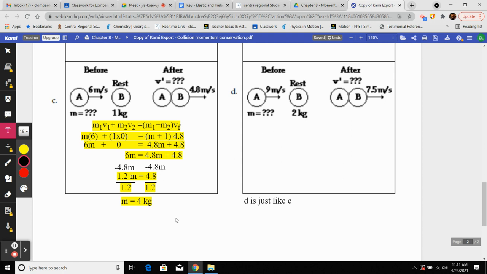So now C is going to be basically the exact same work and setup, just a couple different numbers over here for letter D. So D is just done like C. Okay. So after we have this one, again, guys, if you need to come back to this at the end, we can.